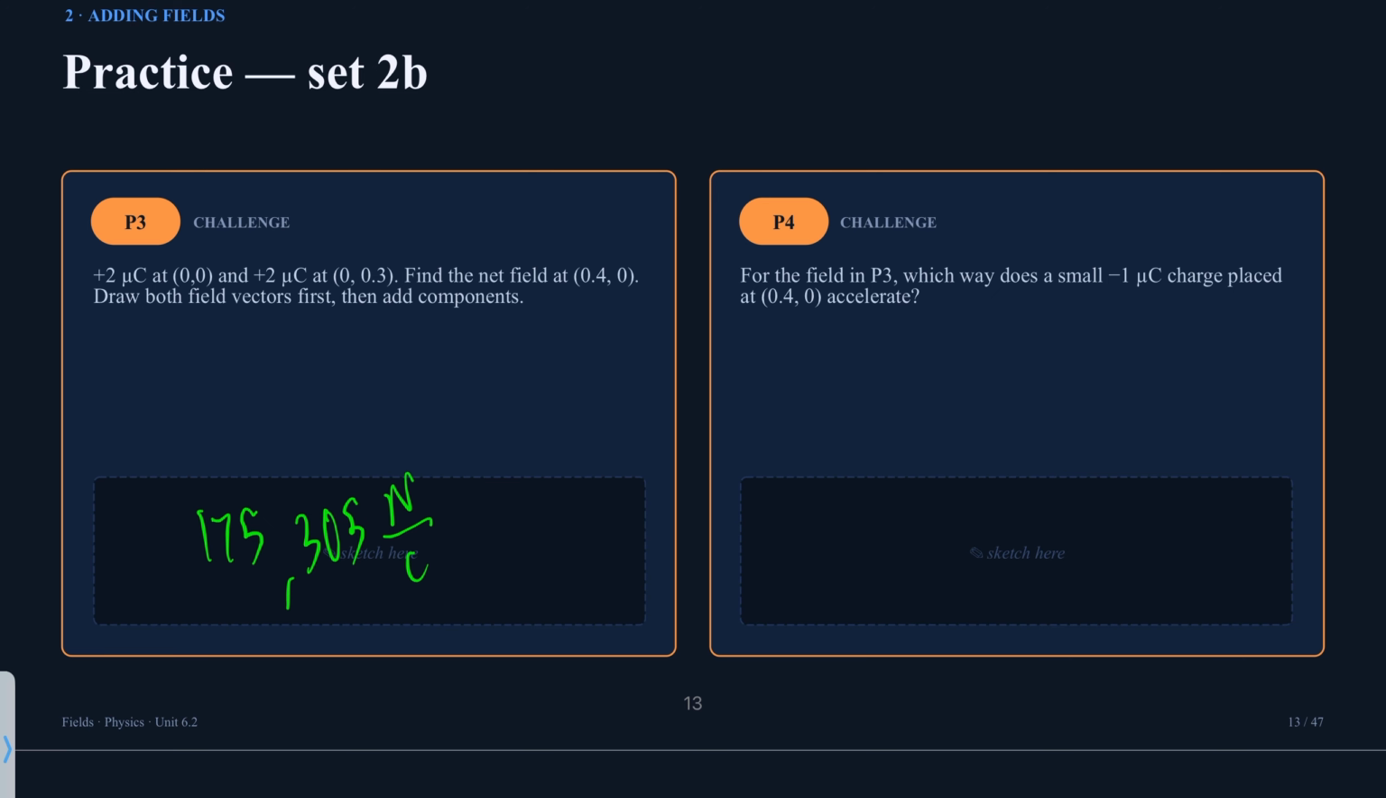Now let's look at the fourth question. For the field in P3, which way does a small -1 microcoulomb charge placed at 0.4, 0 accelerate? So if you took a look at what we just did, it's placed over here, same as before. This time we have the negative charge here. Which way does it accelerate?